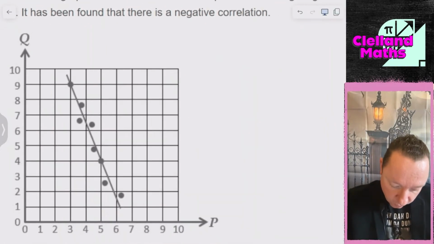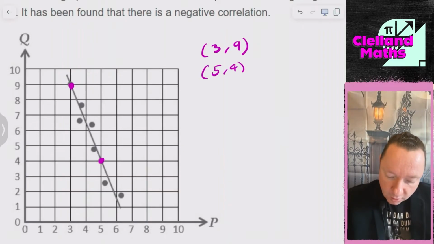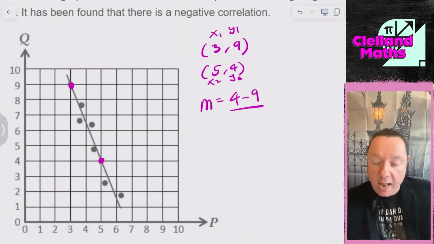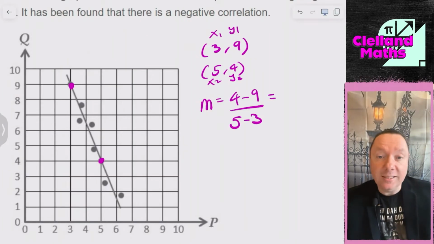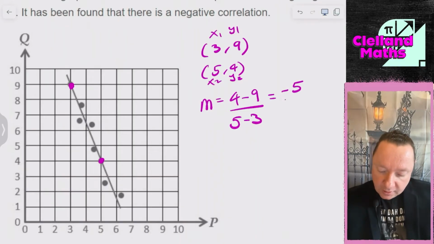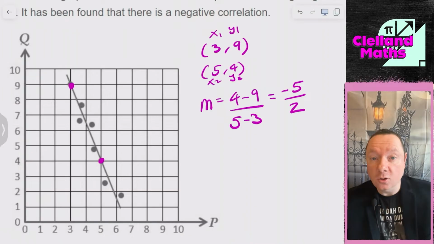So we need a point. So we've got 3, 9. We need another point. So I need to pick one on the graph where I can read. So always in the corner, 5, 4. So now my gradient is, I'll just call that x1, y1, and that one x2, y2. y2 minus y1 is 4 minus 9. x2 minus x1 is 5 minus 3. 4 minus 9, watch your negative numbers here, is minus 5. And 5 minus 3 is 2. So you get minus 5 over 2 as our gradient.